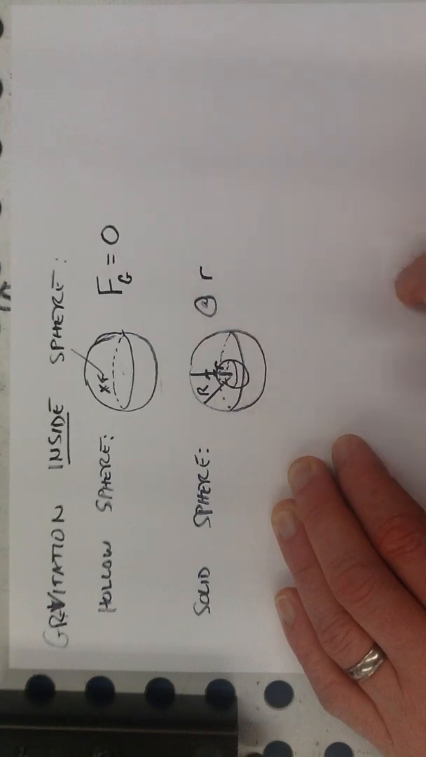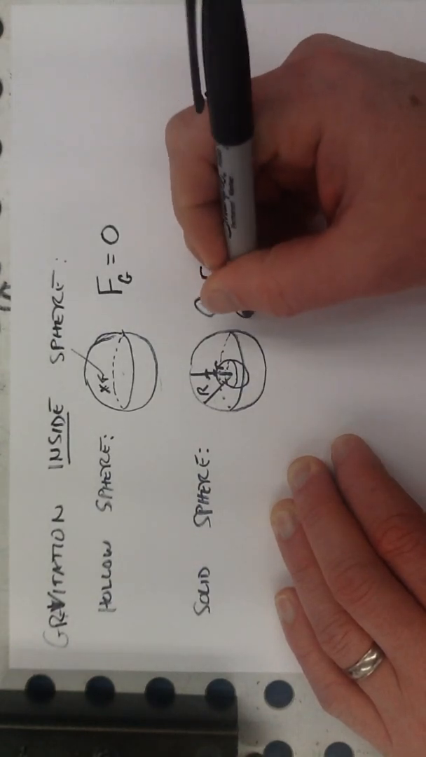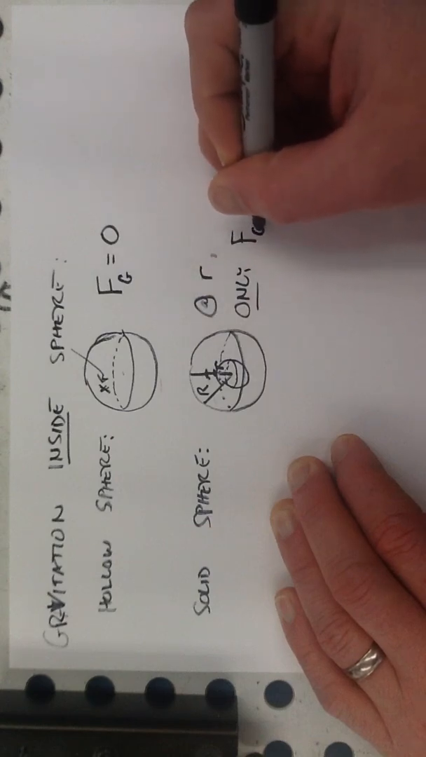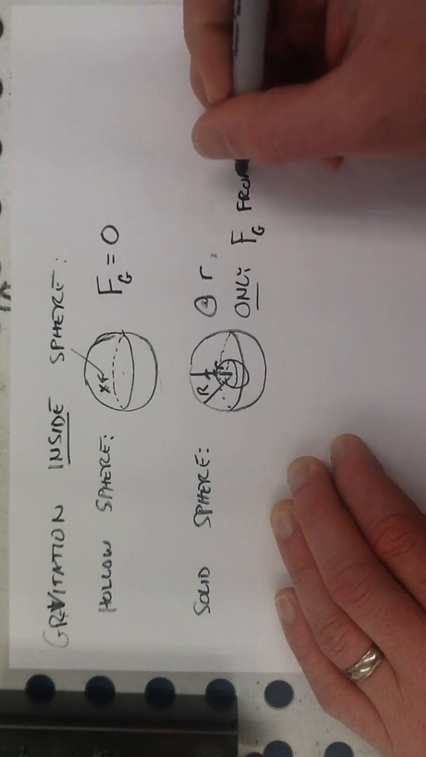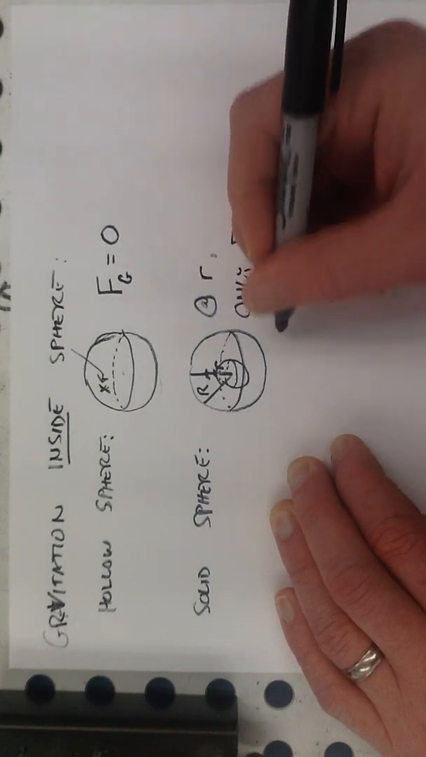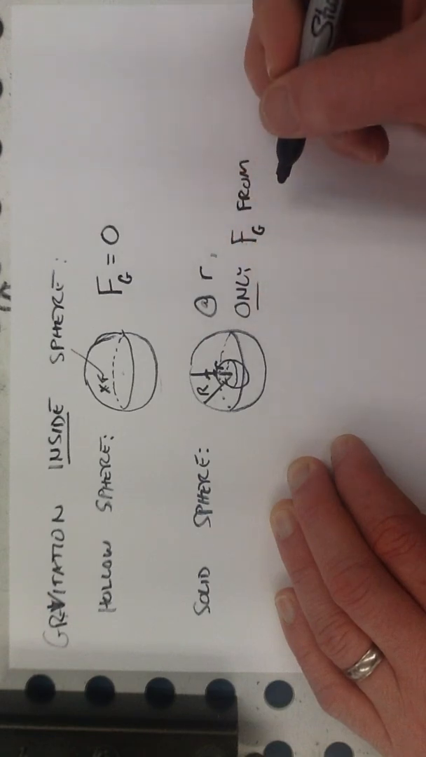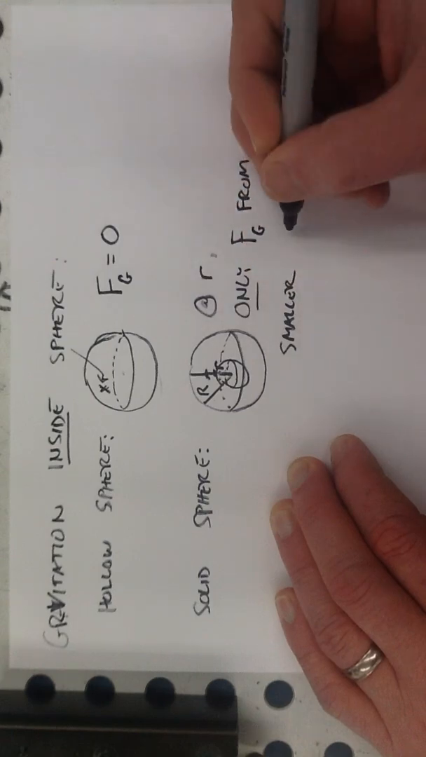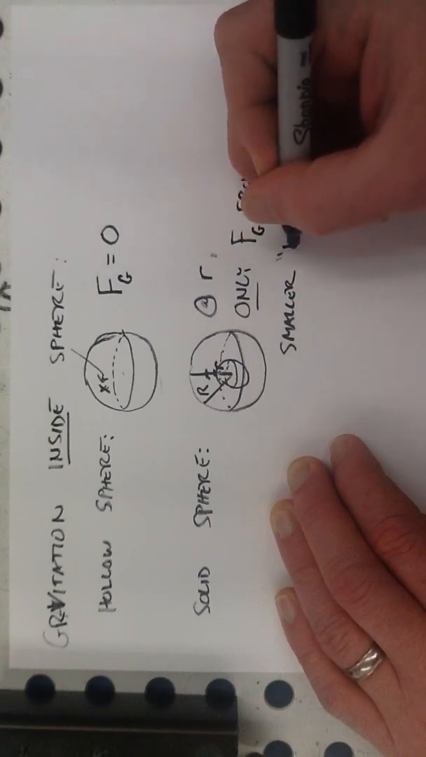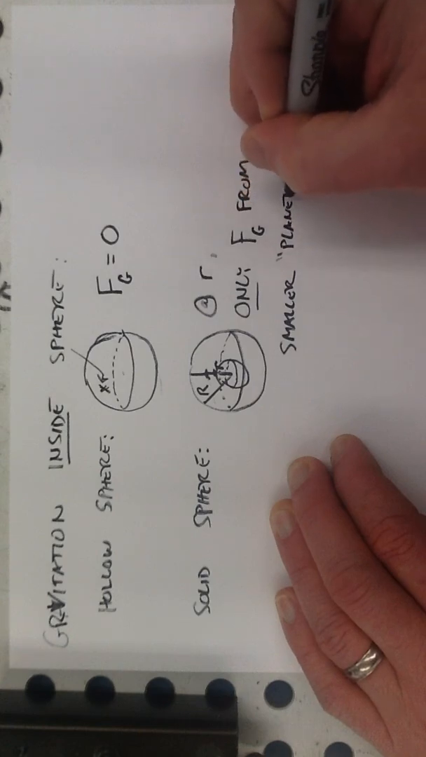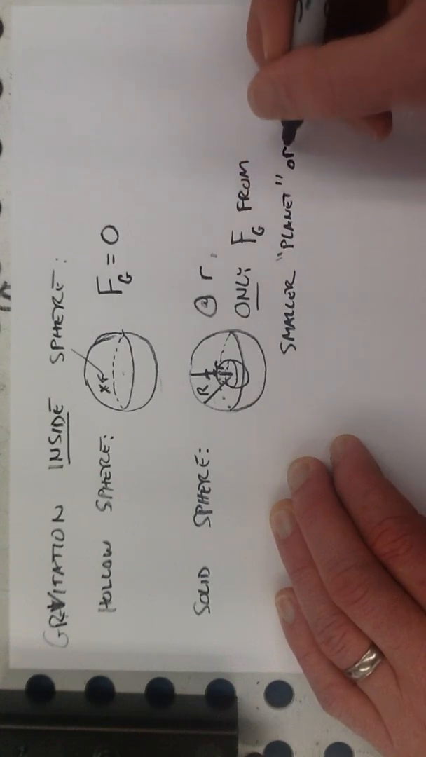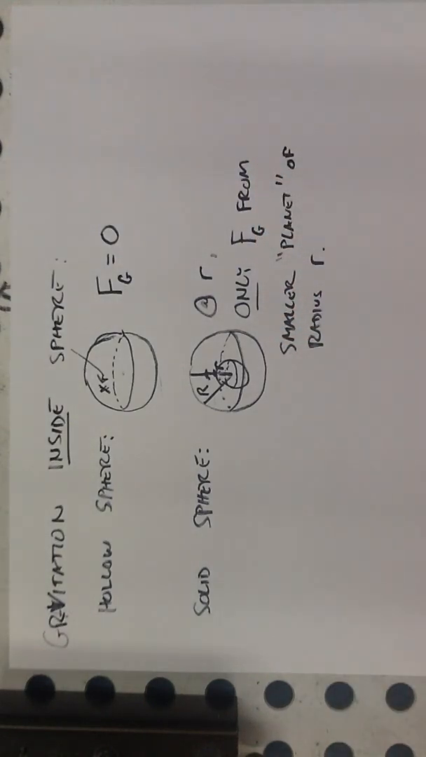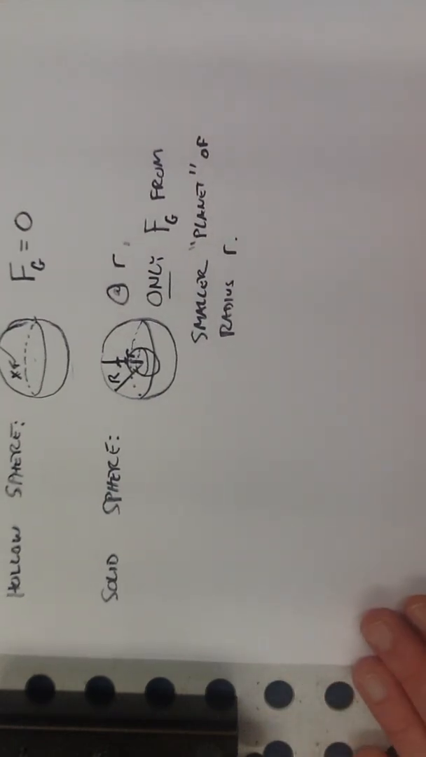So at this distance r from the center, we only get gravitational force from the inside. So in other words, from the smaller, I'm going to say smaller planet, of radius r. So let's see if we can figure out, I'll put an expression on that.